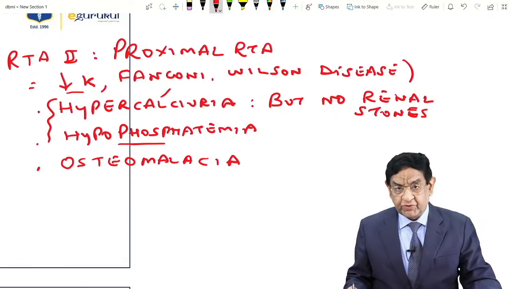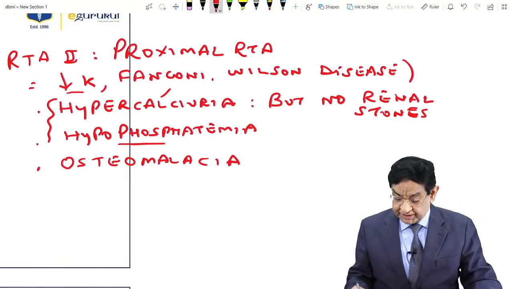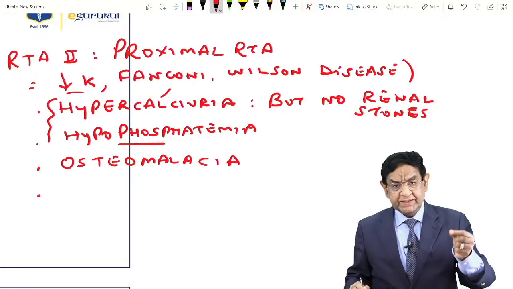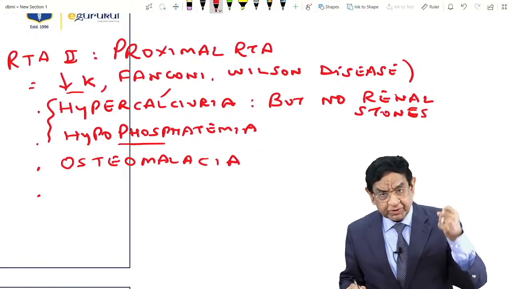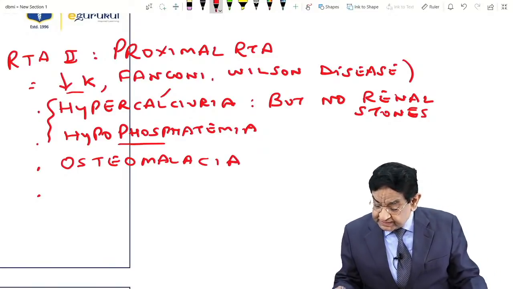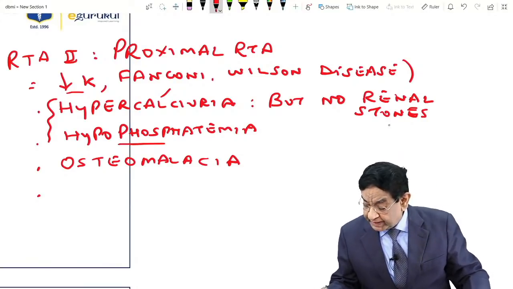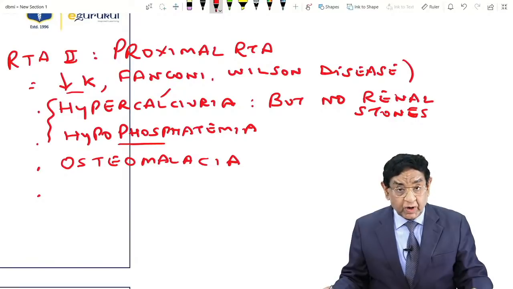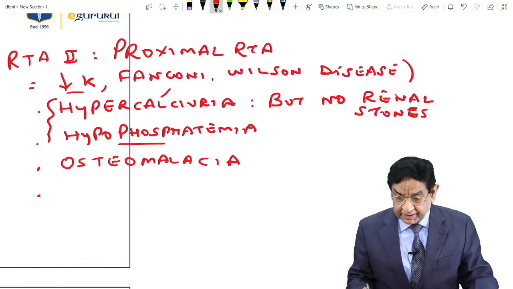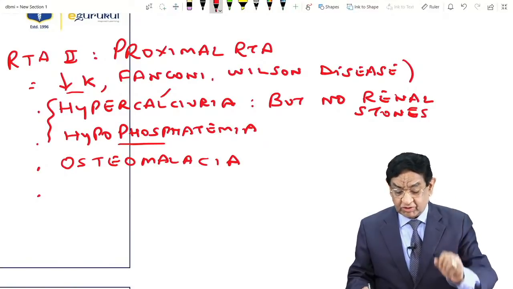Calcium going out, phosphate going out will lead to osteomalacia. But one thing, the most important line you don't have to forget, there is large amount of calcium going out, but still no renal stone. Why? What's the reason behind? It is so important. Universal question asked in all exams.